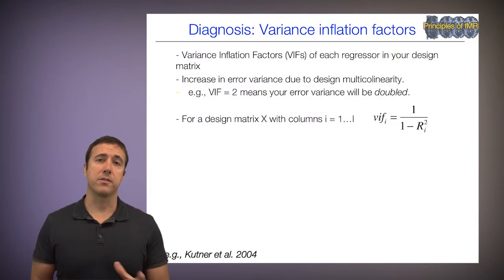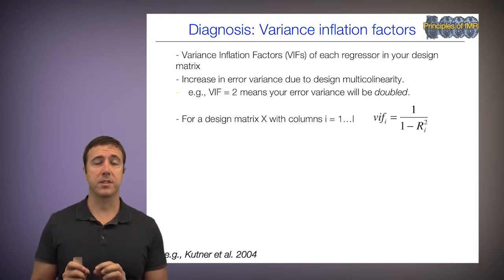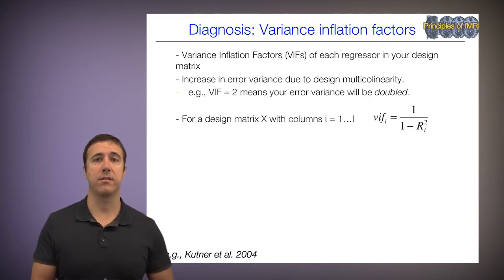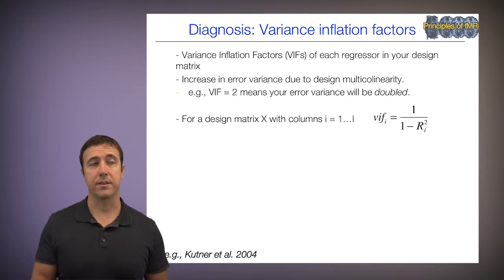So one way to look at collinearity is by looking at variance inflation factors. And variance inflation factors, among other metrics, have emerged as my favorite, really simple way of looking at a design matrix and understanding what some of the problems might be. So the idea is you can calculate variance inflation factors for each regressor in your design matrix. And this is the increase in the error variance that's due to design multicollinearity. So for example, if you have a VIF of 2, that means that the error variance will be doubled. VIF of 5, error variance is 5 times higher than it would be, which obviously you don't want.